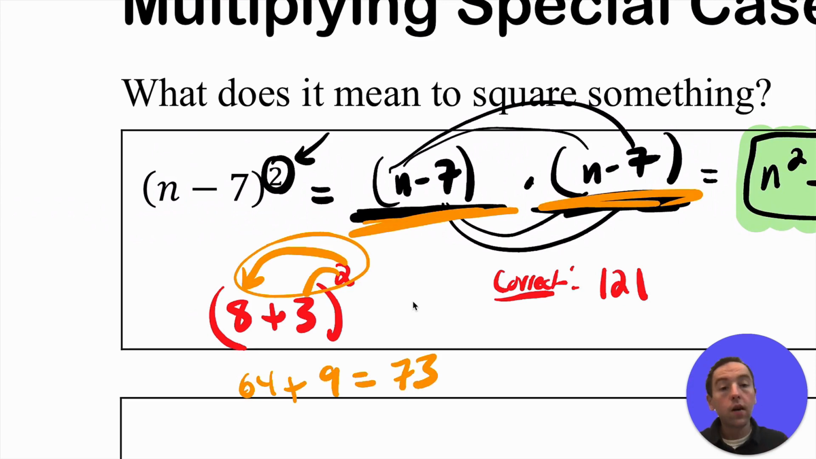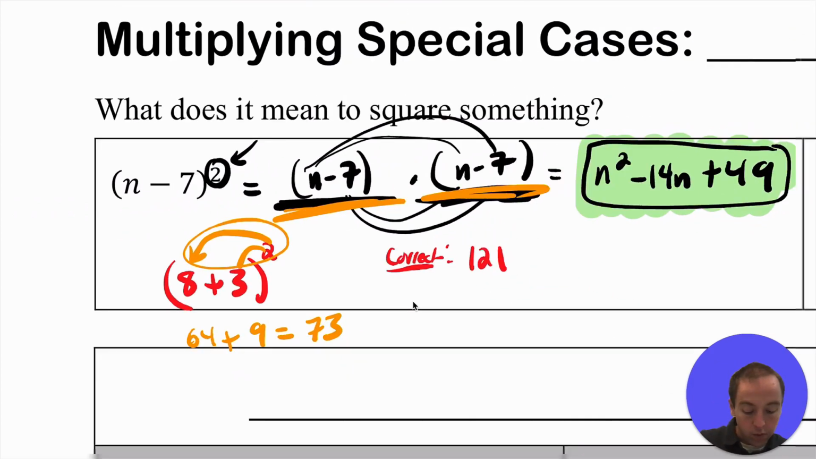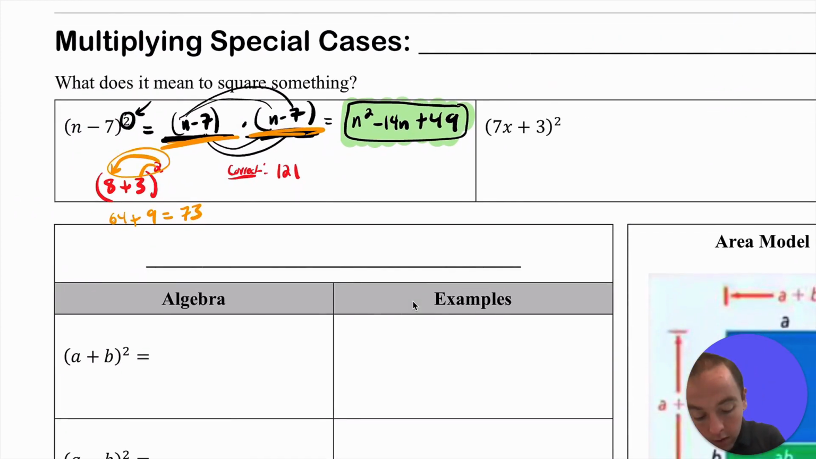That's always how you need to go about things whenever you're squaring, cubing, or raising something to the 4th power, whatever it might be. Literally write that out that many times and then approach the multiplication in that way.